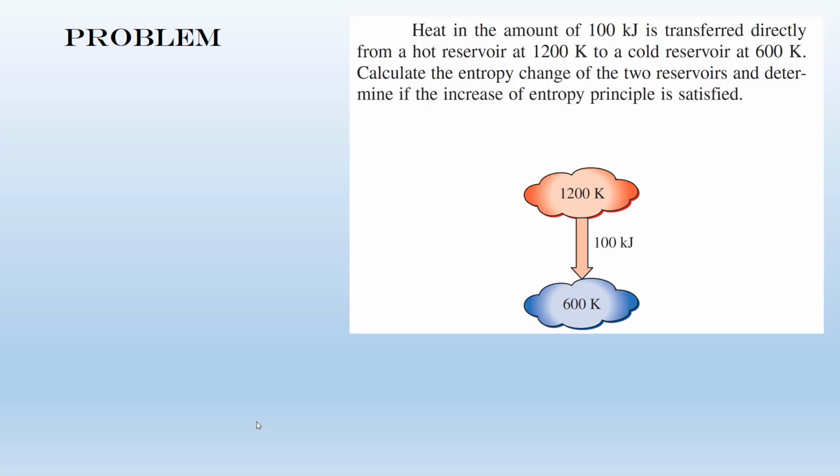For the first example, you have heat transfer between two reservoirs. The first one is the heat source, and the other one is the heat sink. The temperature of the heat source is 1200 Kelvin, the heat sink is 600 Kelvin, and the heat transfer between these two reservoirs is 100 kilojoules. You are asked to calculate the entropy change of the two reservoirs, which is the total delta S.